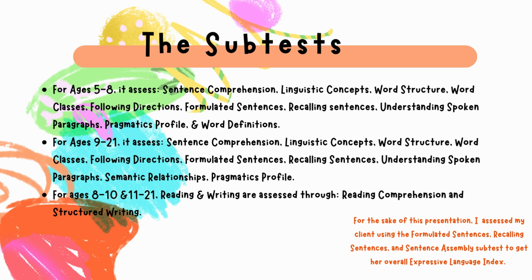Each age group has different subtests that it looks at. For ages 5 to 8, it looks at things like sentence comprehension, word structure, following directions, recalling sentences, pragmatics, and others. And for ages 9 to 21, it looks at things like sentence comprehension as well, word structure, following directions, understanding spoken paragraphs, pragmatics, and more. And for ages 8 to 10 and 11 to 21, reading and writing are assessed through reading comprehension and structured writing. However, for this presentation, I assessed my client using the formulated sentences, recalling sentences, and sentence assembly subtests to get her overall expressive language index, which is what she can say.